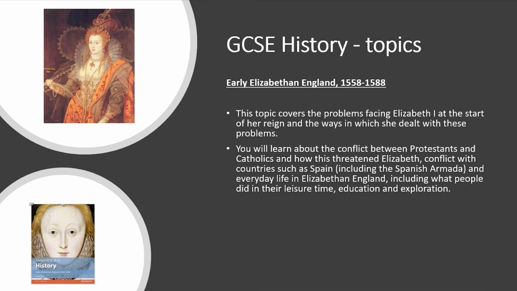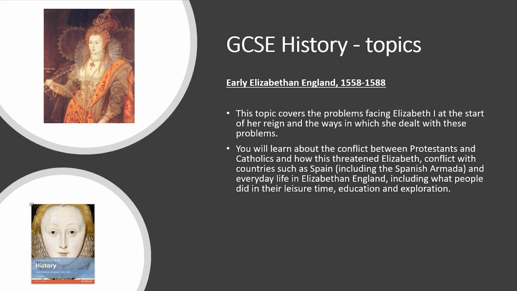We look at the religious conflict between the Protestants and the Catholics and how that threatened Elizabeth. We look at conflict with countries such as Spain, as I mentioned. We go through to the Spanish Armada, but we also look at everyday life in Elizabethan England. So we look at what kinds of things people did in their leisure time, what pastimes they had, what sports they played. We look at what kind of education people got.